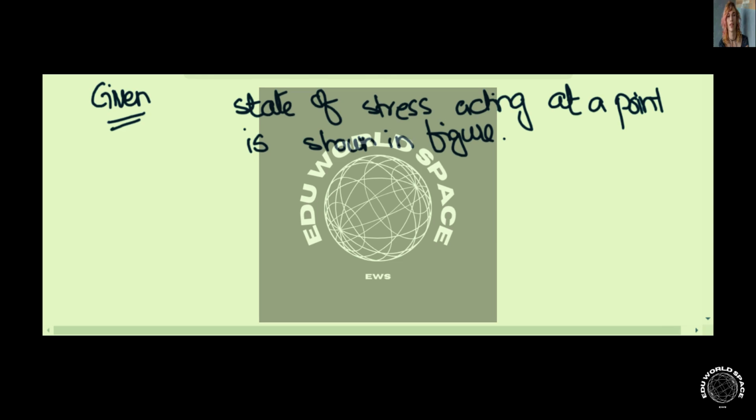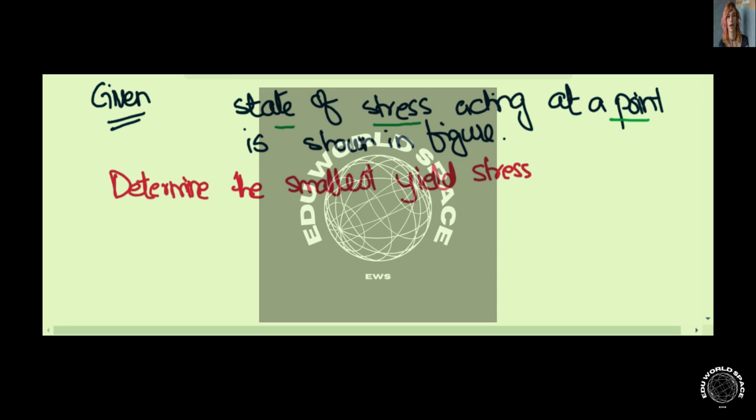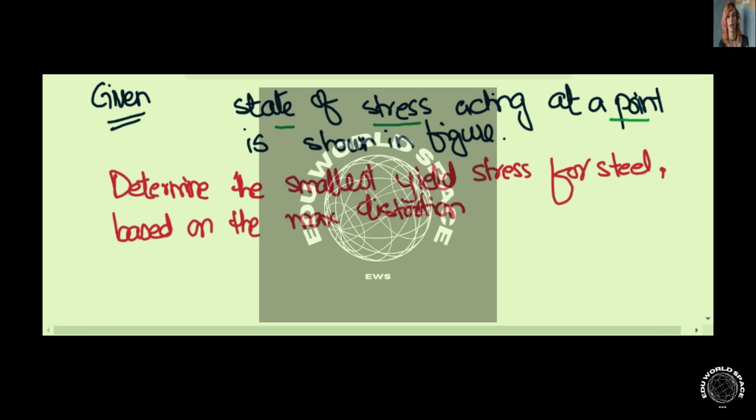So in this question, we are given the state of the stress acting at a point on a wrench in the figure, and we are required to determine the smallest yield stress for steel that might be selected for the part, and it should be based on the maximum distortion energy theory. So let's start with the solution.